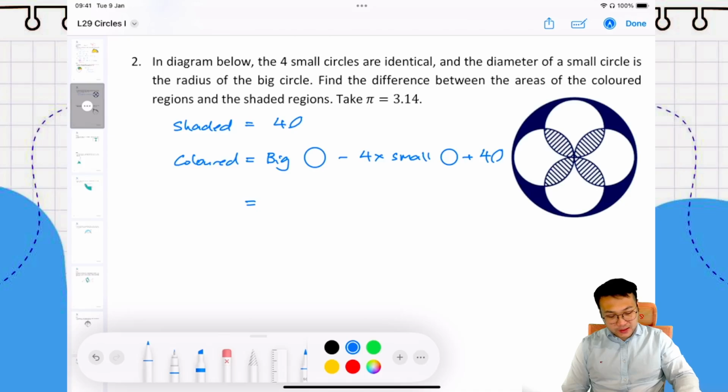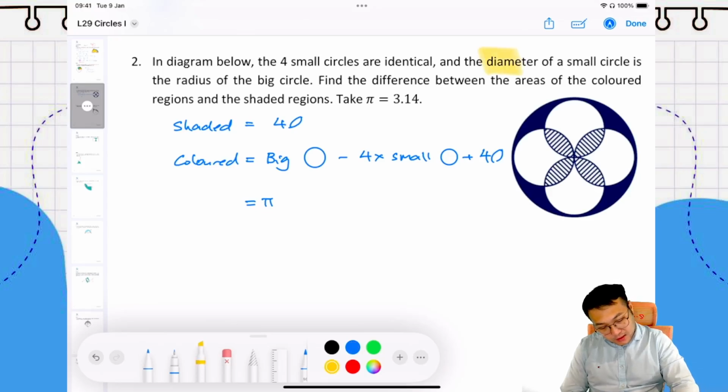Alright, so let's find the big circle. The big circle is pi r squared. Pi, and what is the radius of the big circle? Oh, they didn't tell you anything. They didn't give you any numbers. It's okay, don't worry. What did they say about the radius? They said that the diameter of a small circle is equal to the radius of the big circle.